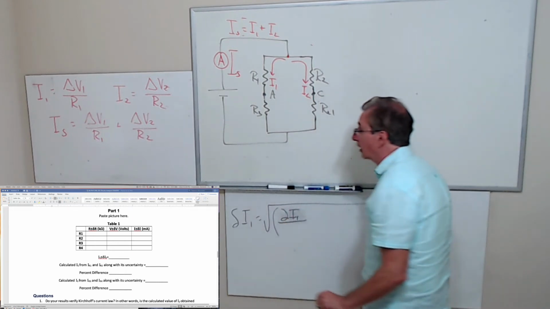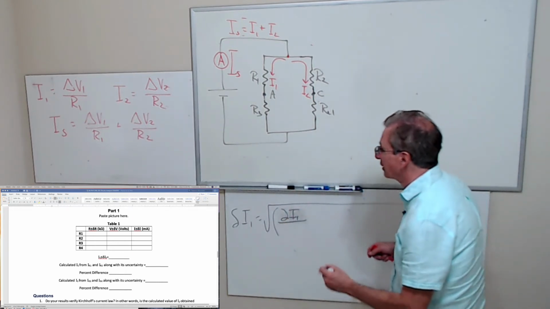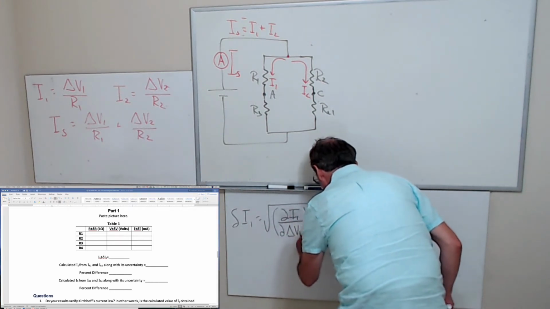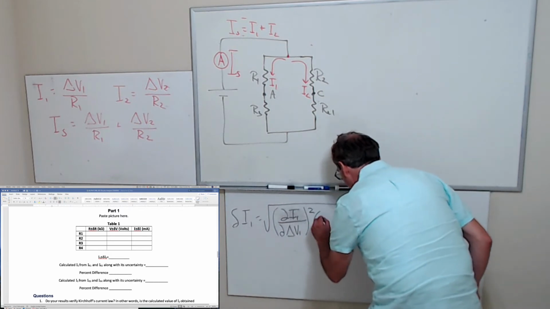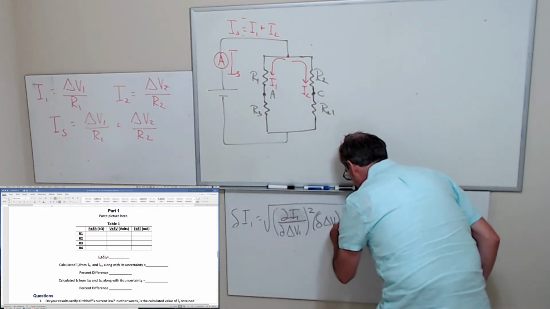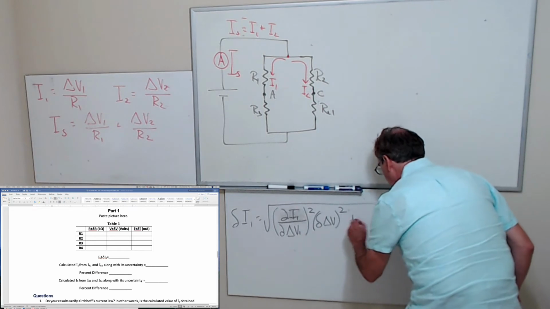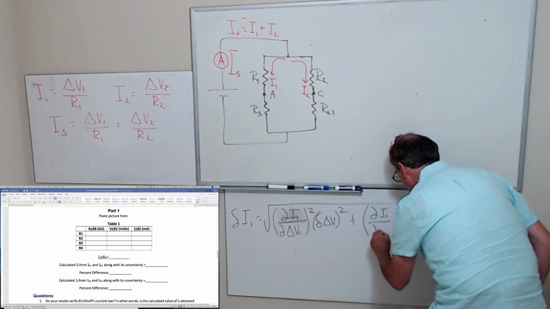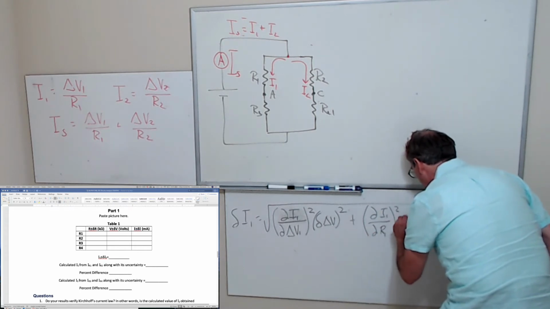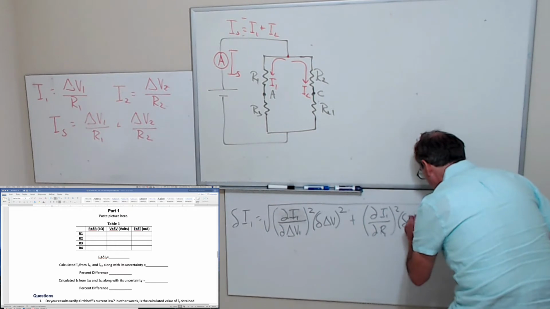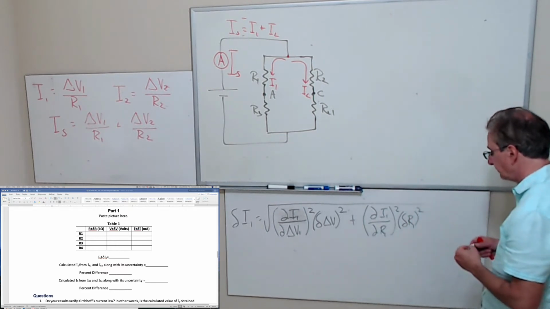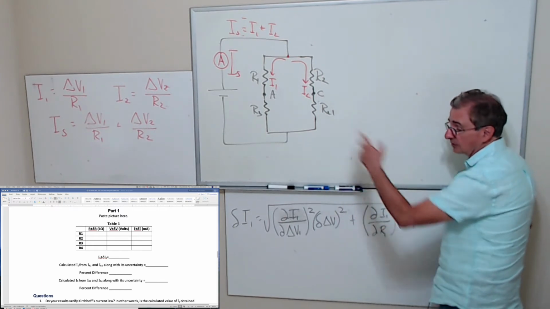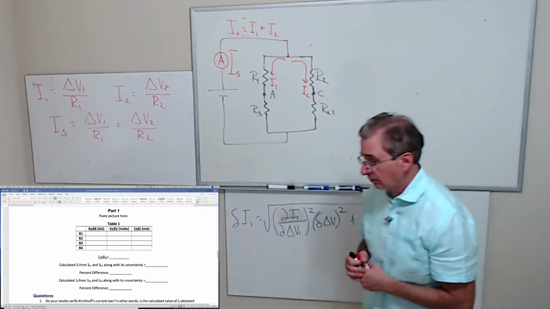the derivative of I1 with respect to V squared times the uncertainty in V squared, plus the derivative of I1 with respect to R1 squared times delta R1 squared. And of course, the values you put in these equations are the measured values. Okay?